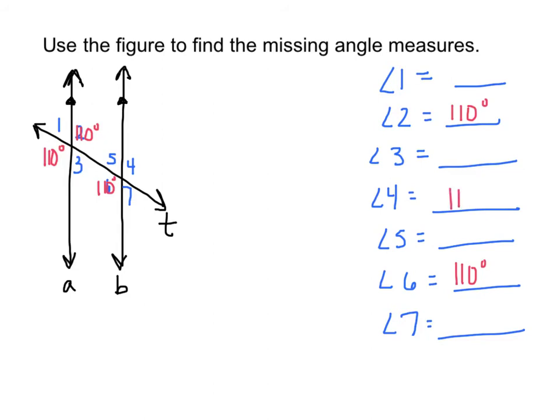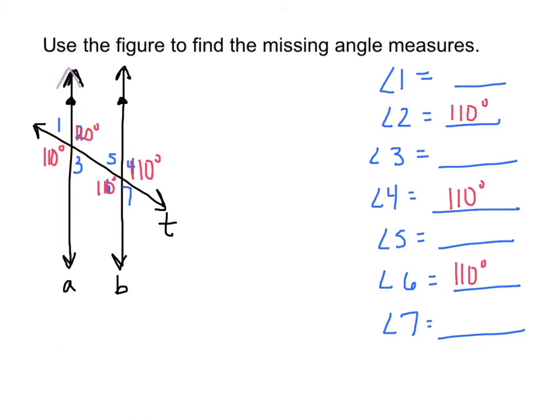Angle 4 would also be 110 degrees because it's corresponding to angle 2, and these two right here, 4 and 6, are also vertical. So how do I get 1, 3, 5, or 7? Well, once again, we have to understand one thing. This is a straight line. I'm going to label this in, let's say, purple.